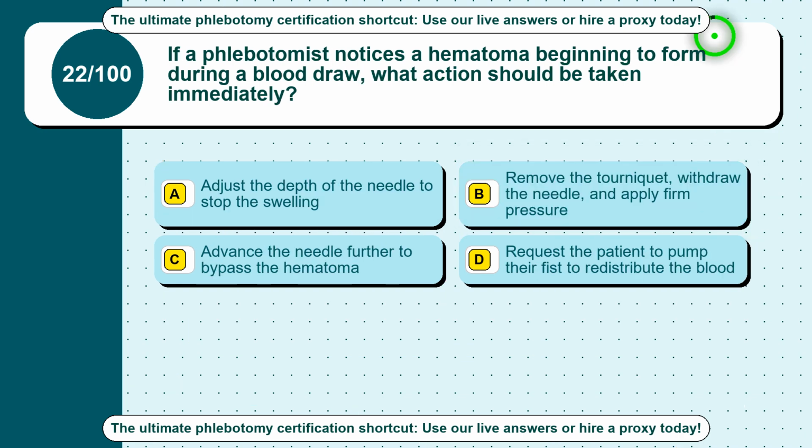Question 22. If a phlebotomist notices a hematoma beginning to form during a blood draw, what action should be taken immediately? Option A.